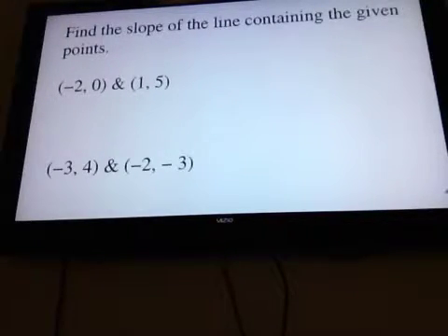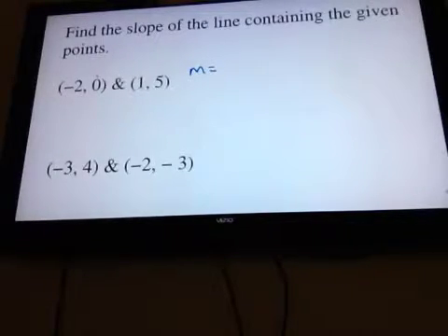You don't have to take the one on the right minus the one on the left. I just work left to right. It does not matter as long as you do it the same for both variables, okay? So what is my m? I'm going to plug it into my formula. The formula, y minus y over x minus x.